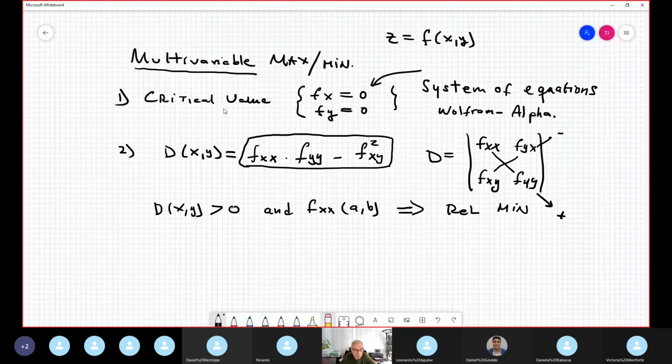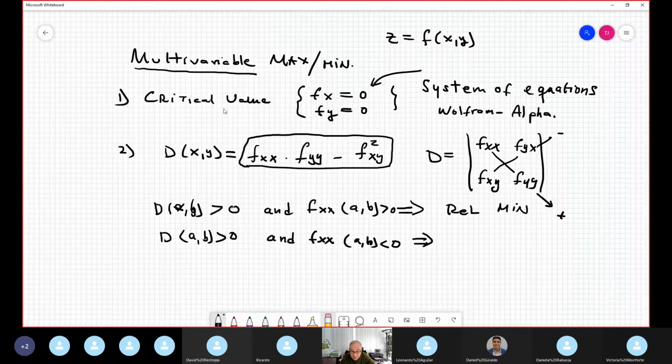If D is also positive, evaluated at the point a comma b, and the second derivative is negative, sorry, I forgot to say positive here. Now it's negative, it is a relative maximum.